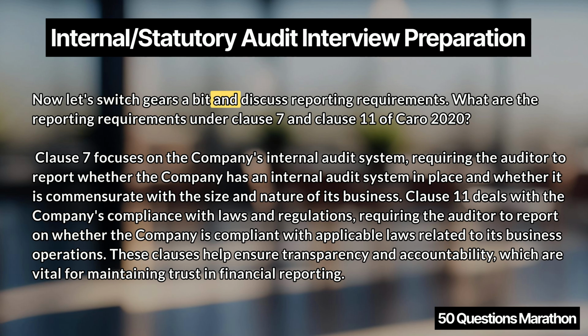Now let's switch gears a bit and discuss reporting requirements. What are the reporting requirements under Clause 7 and Clause 11 of CARO 2020? Clause 7 focuses on the company's internal audit system, requiring the auditor to report whether the company has an internal audit system in place and whether it is commensurate with the size and nature of its business. Clause 11 deals with the company's compliance with laws and regulations, requiring the auditor to report on whether the company is compliant with applicable laws related to its business operations. These clauses help ensure transparency and accountability, which are vital for maintaining trust in financial reporting.